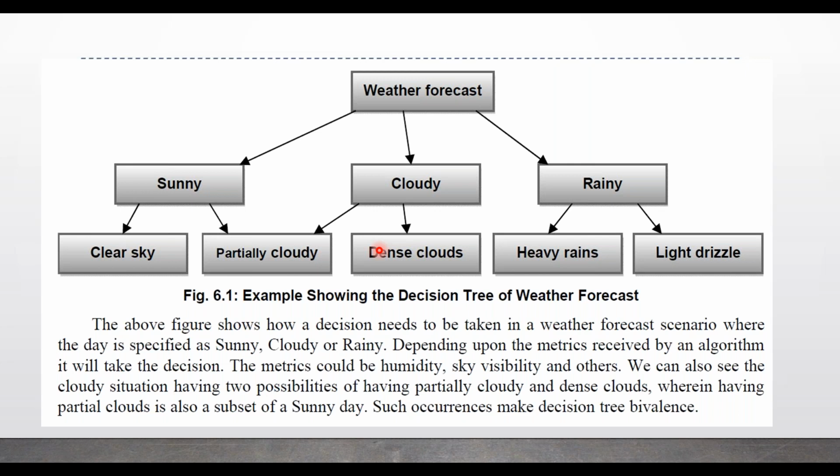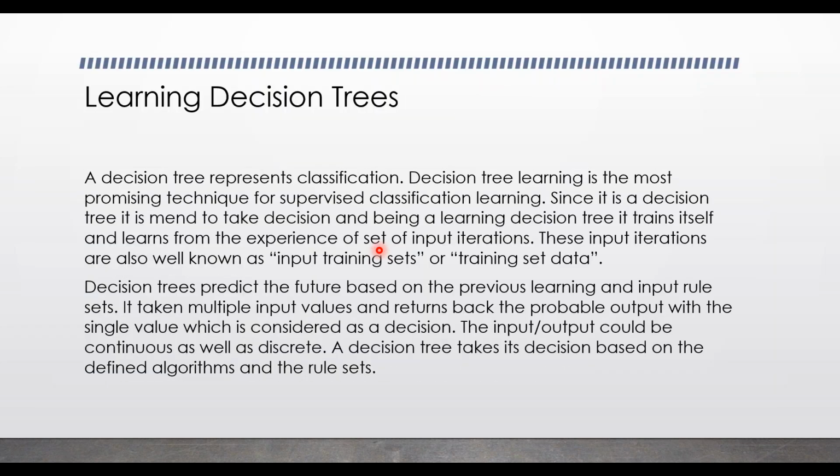So decision trees work on the and-or graph: this and this, or this. When it is and, it means combining two conditions. If it is or, it means either of the conditions. Based on that, the entire decision tree works.